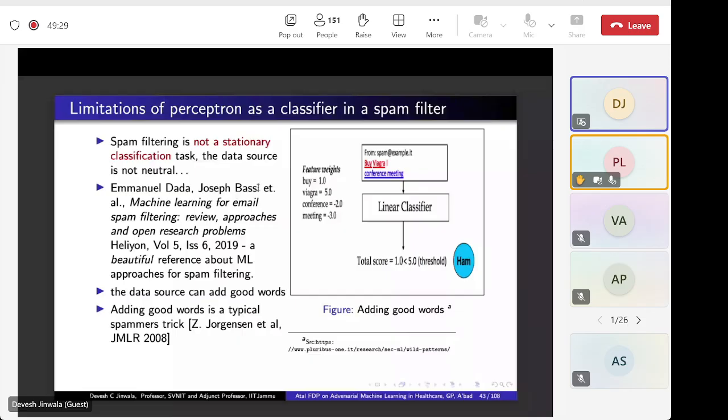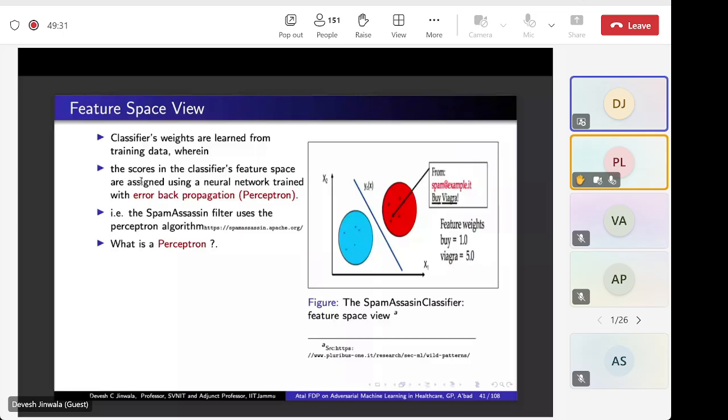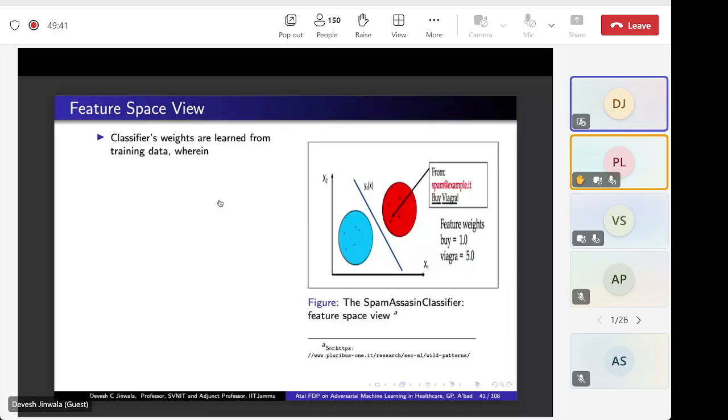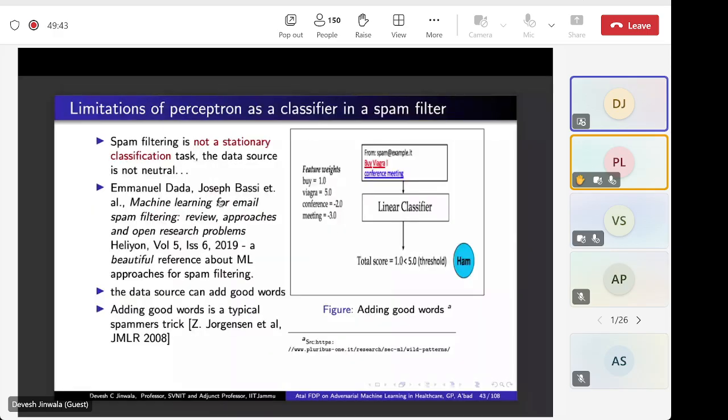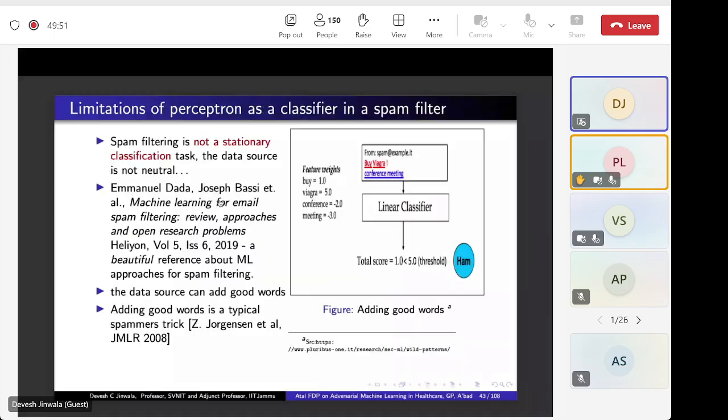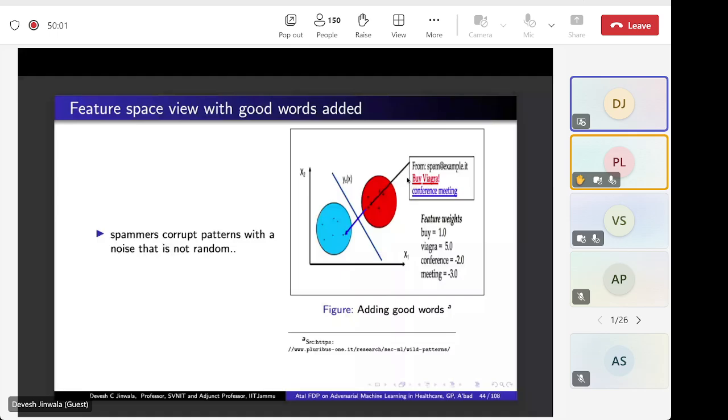Remember I said earlier, one of the most popular spam filters, known to be a very powerful spam filter, is this SpamAssassin. Even this filter would fail in such cases because it is using a linear classifier. That's why I raised the question here: can such a classifier be used for spam filtering in presence of adversarial machine learning? So we conclude that such a classifier cannot be used, which is based on adding some good words in order to befool the machine learning model, and therefore whatever was spam would not be classified as spam.